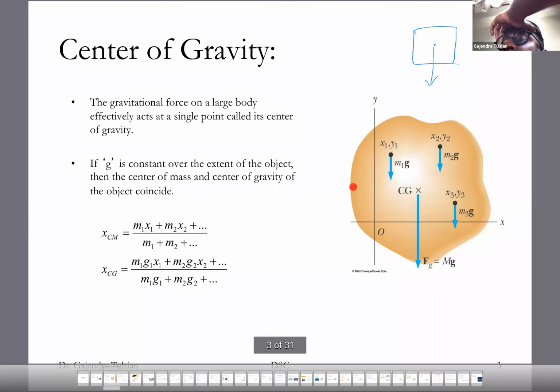Now, for a very large object, let's say the size of Mount Everest or something, the center of gravity would be slightly different than the center of mass. The center of gravity would be lower than the center of mass. But we as humans haven't built structures like that, so we won't worry about that. So as far as we are concerned, the center of mass and the center of gravity will be the same for all our objects.